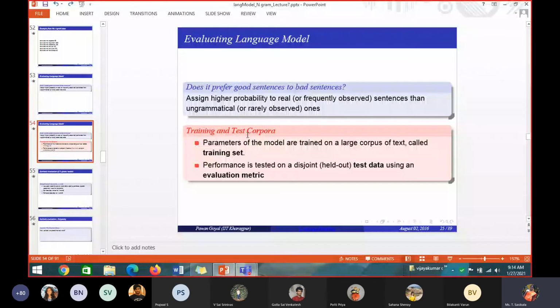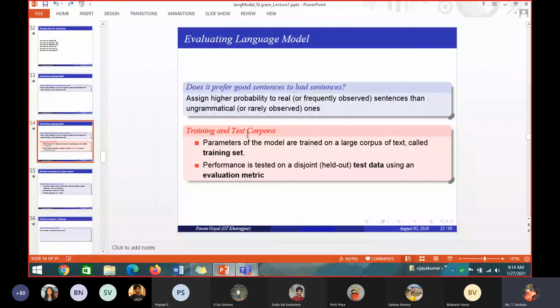So for evaluating, I will have a training corpus and a test corpus. Using the training corpus, I will construct a model, and using the test corpus, I will evaluate the metrics to check how good the model is doing on my test data. Okay, so the test data is used for an evaluation metric to check how good the model is doing on my test data.